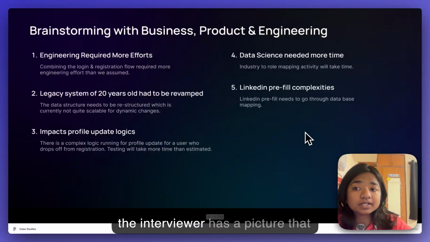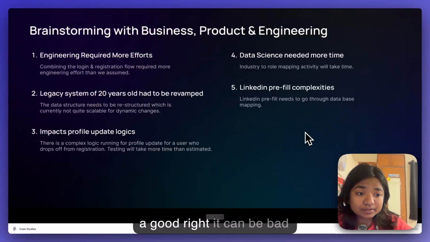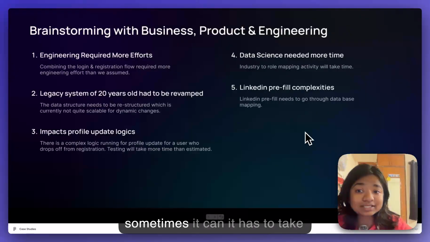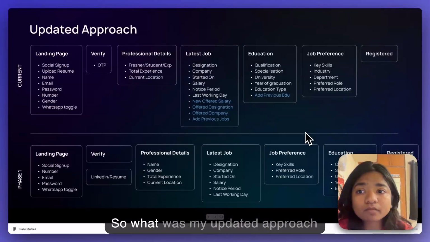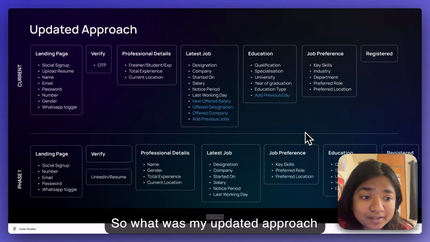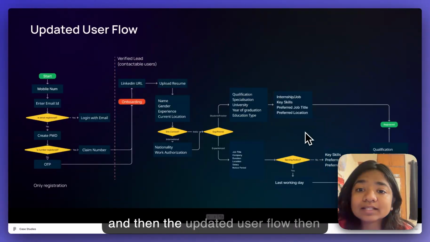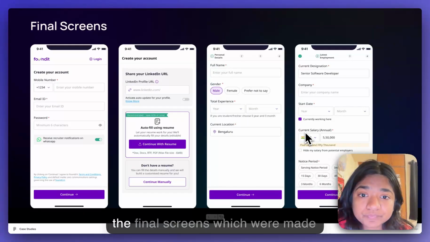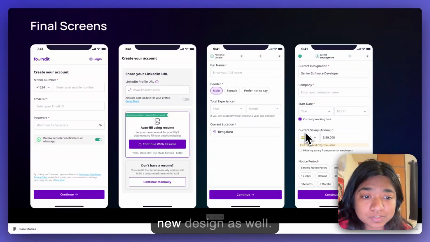so that the interviewer has a picture that, okay, it is not always a good ride. It can be bad sometimes. It has to take turns, or it has to divert a bit. So what was my updated approach according to the constraints we had, and then the updated user flow, then the final screens which were made, and walk through the new design as well.